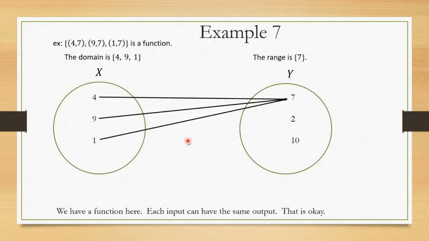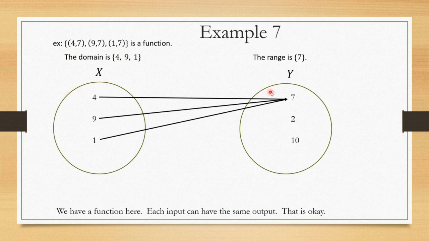Okay. Here's another one. Excuse me. So here also, this is in fact a function, right? Because even though the y coordinates are all the same, the x coordinates are all different. Here the domain is 4, 9, 1, the x coordinates. The range is just 7. There's only one thing in there, okay?